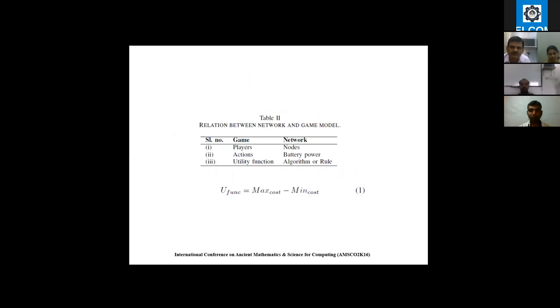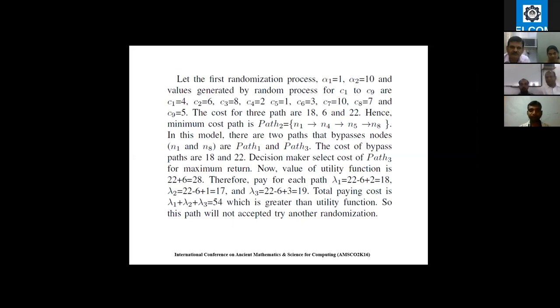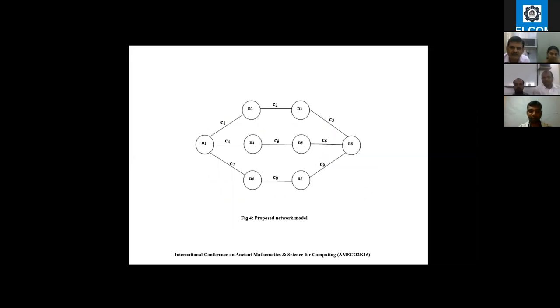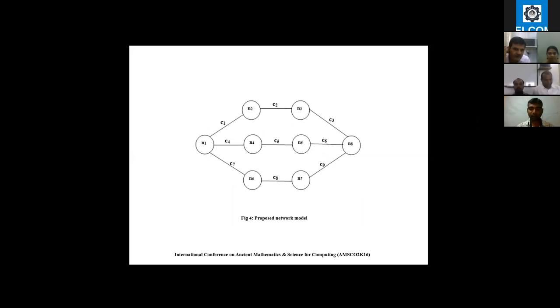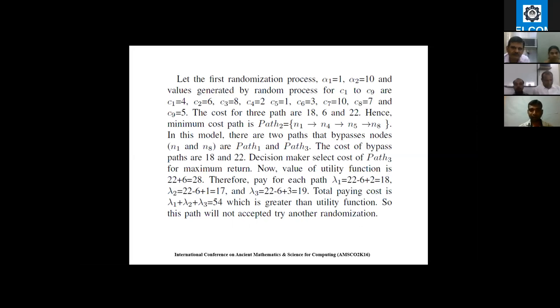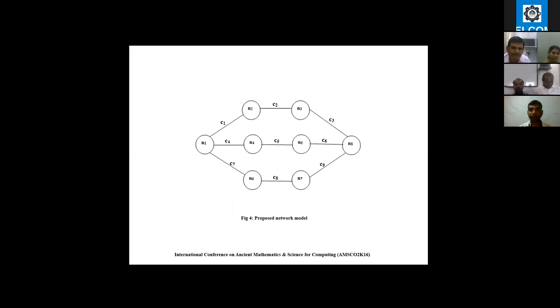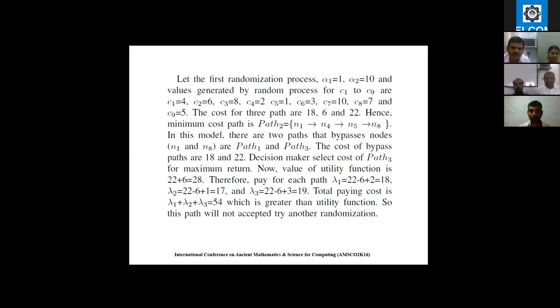What is your contribution? Sir, I modeled this diagram and calculated some things. Here I give numbers between the nodes and calculate the utility function. Suppose there are three paths between N1 and N8, and I calculate the path function. Path 1 is 18, 22 and 26, 6 respectively.